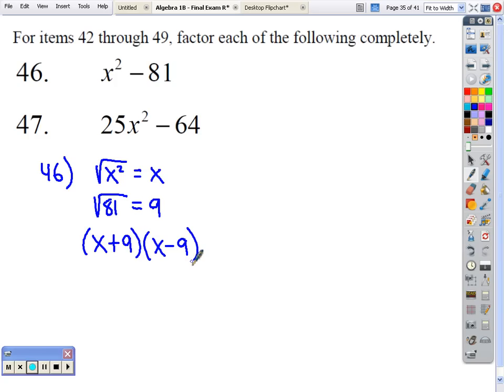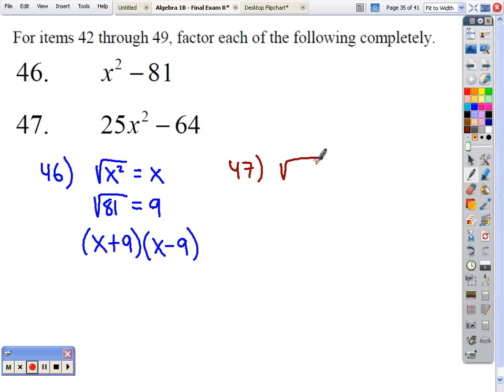Okay? And you can always use the box method to double check your answer whenever you factor one of these, to see if you get back to the original problem. So that would be the final answer: x plus 9, x minus 9. And again, the order doesn't matter. So if you wrote x minus 9 and then x plus 9, you'd be fine too. Okay? Same thing with 47.